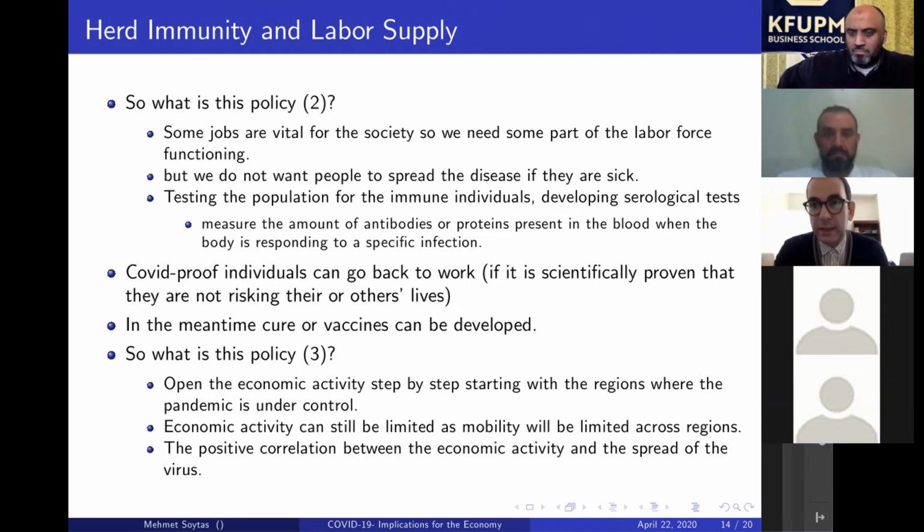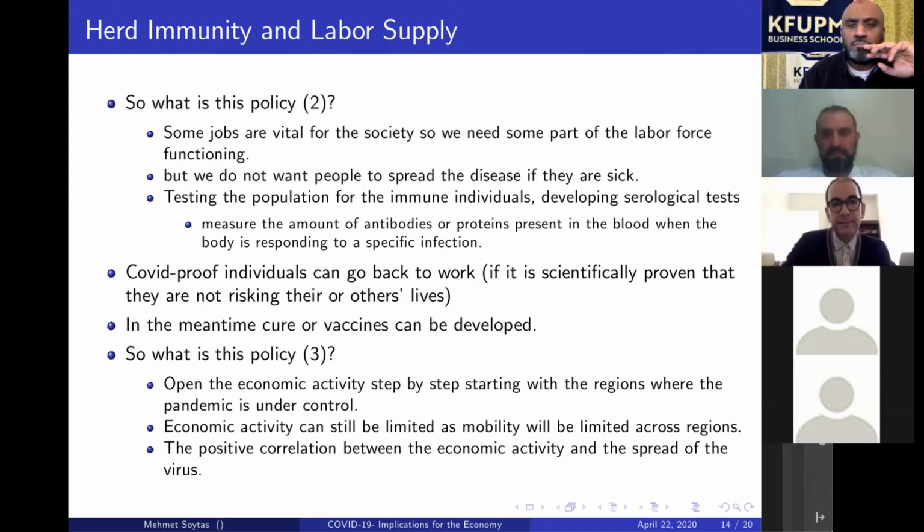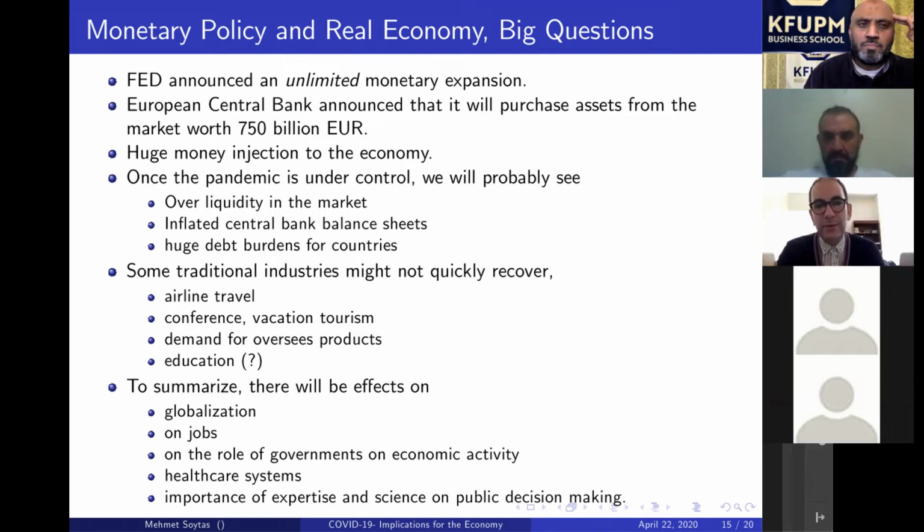So some regions will be locked down, some will be operating economically. And the second unfortunate correlation that comes in is the positive correlation between economic activity and the spread of the virus, right? So that means probably the regions where the virus is more prevalent, the economic activity in those regions is actually higher. Okay, and that's likely to be the case. So that basically limits the capacity of this policy that we can employ. Okay, but it will depend, of course, on many different characteristics.